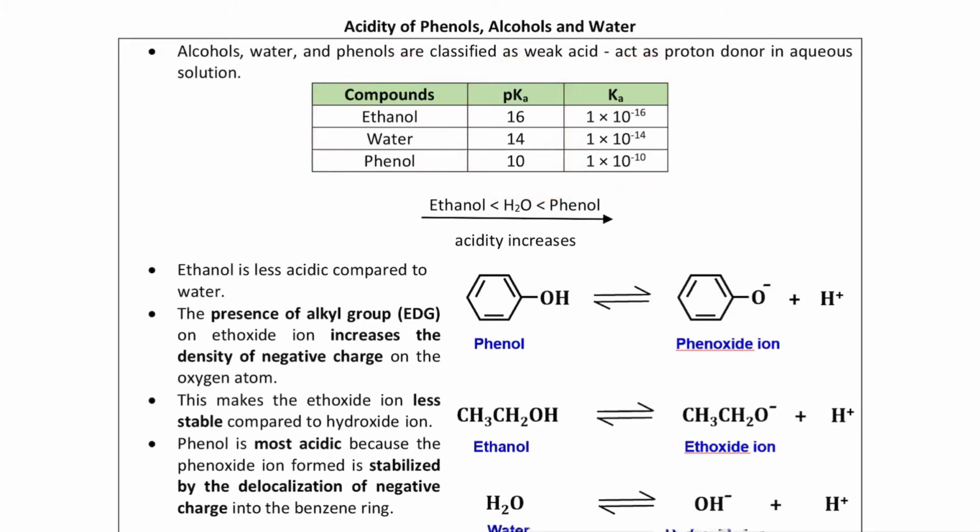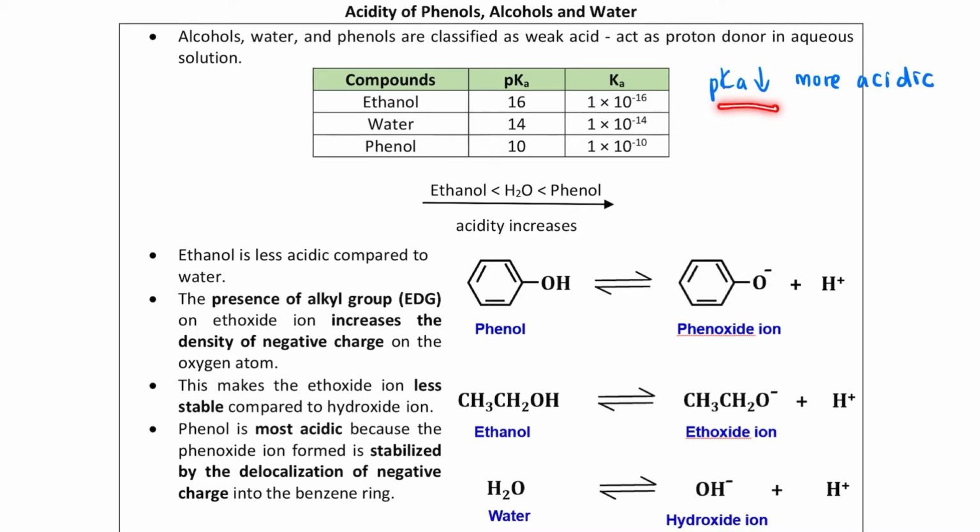From this data we can see that the pKa for ethanol is 16, water 14 and phenol 10. From the value of pKa and Ka we can determine the acidity. Remember, the lower the pKa value, the more acidic the acid. So among the three, phenol has the highest acidity and ethanol has the lowest. Quite surprising here, because water is more acidic than ethanol. So that is what we will explain now.